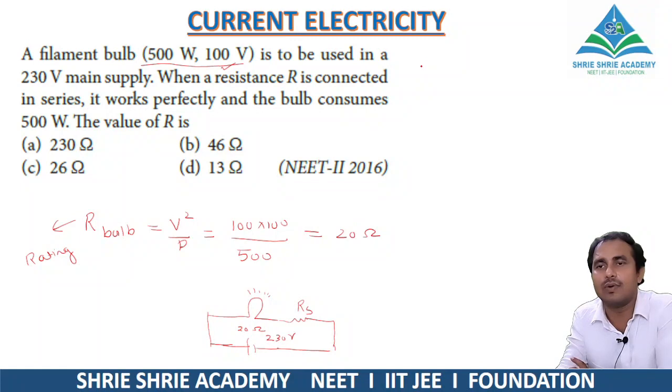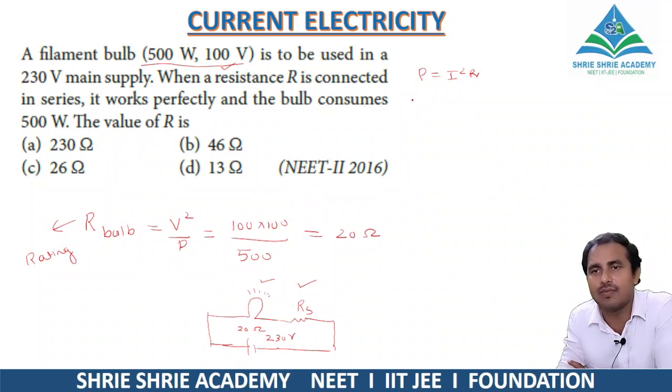So in this condition, which formula of power will you use? Because you have connected two resistances in series, better you go for this formula, P is equal to I square R. When it is a series connection we use this. The power across the bulb we have to find out. So the power across the bulb is 500, and the current you can find as total supply voltage divided by total resistance, that is 230 by Rs plus 20, the whole square, into the power of the bulb you are finding. So you have to take the resistance of the bulb, that is 20.